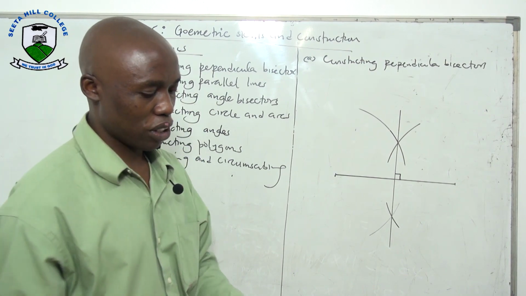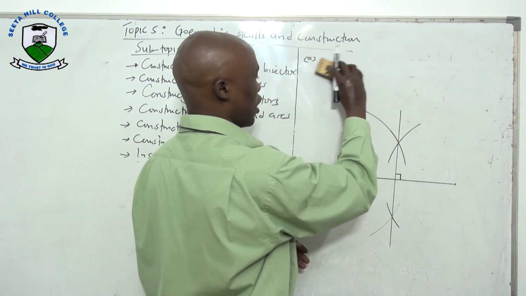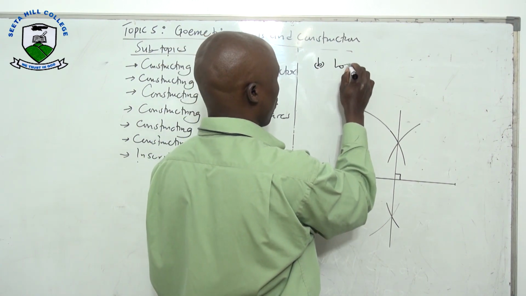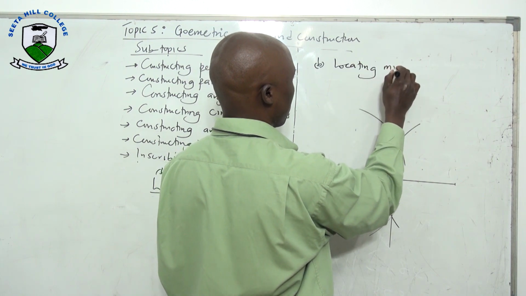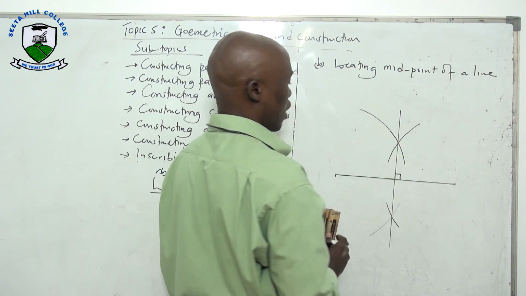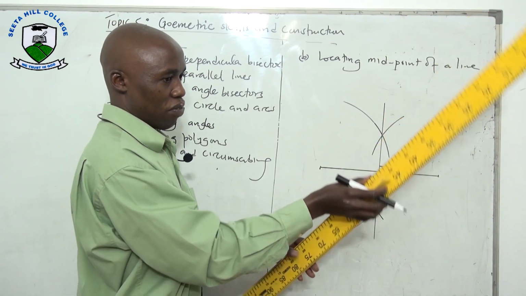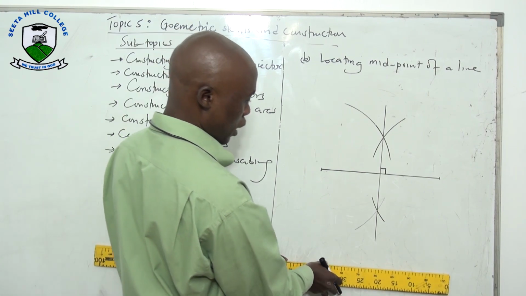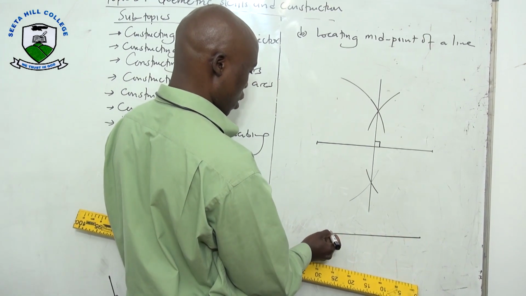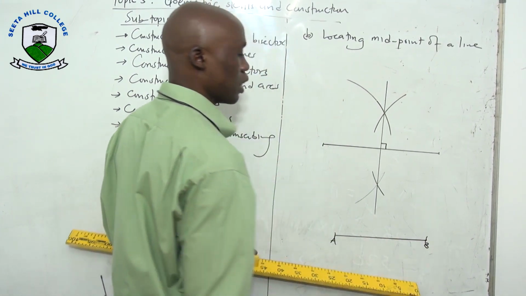Now before we leave that concept, that's finished. I'm on part B. Locating the midpoint of a line. If you wanted to locate the middle of any line, like if you are given a line segment, we say a segment means a line that has a starting point and an ending point. If you wanted to locate the midpoint of this, how do we achieve that?